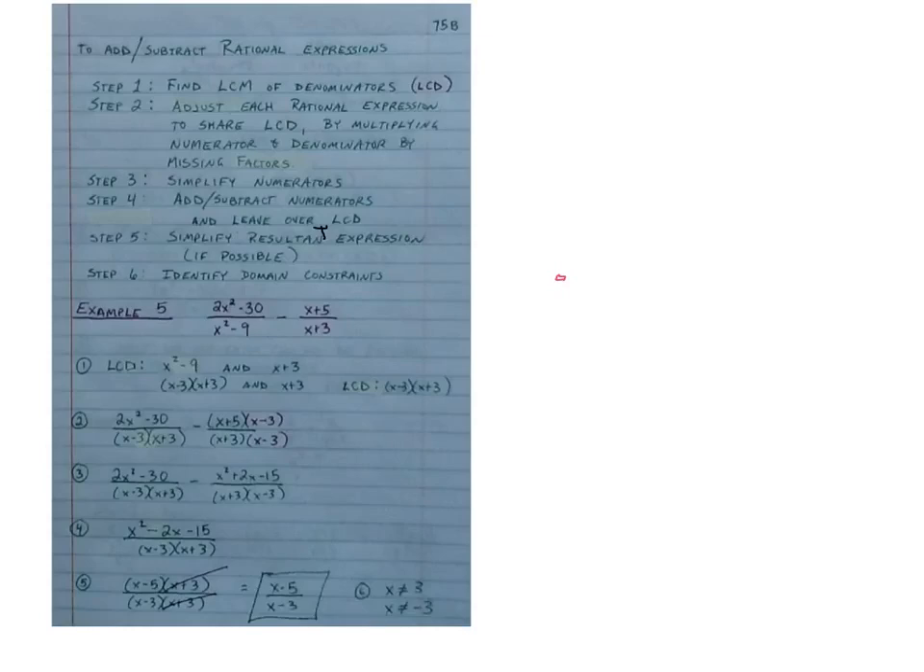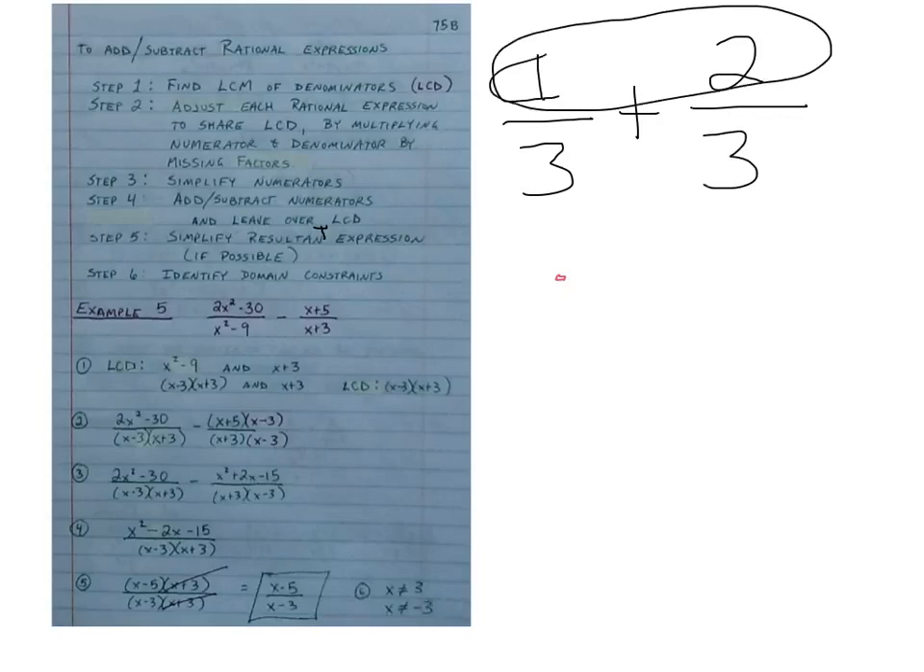Step 4, we add or subtract the numerators. Now that we have a fraction that has the same denominator, we can add or subtract the tops, the numerators. So in this case, our denominators are the same, so we can add the top pieces. So what we have is 2x squared minus x squared, gives us x squared, negative 2x, and minus 30 minus negative 15 would be minus 30 plus 15, which is that.